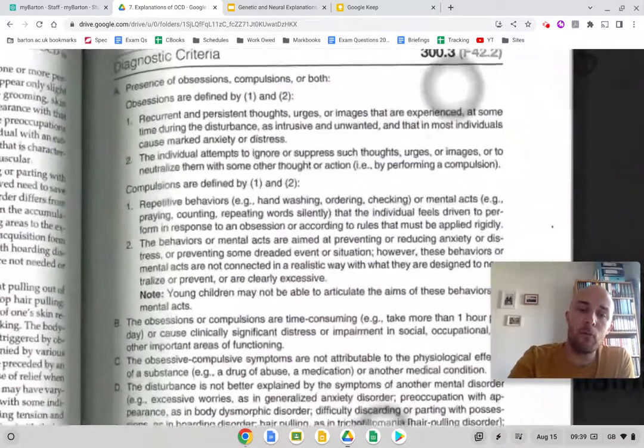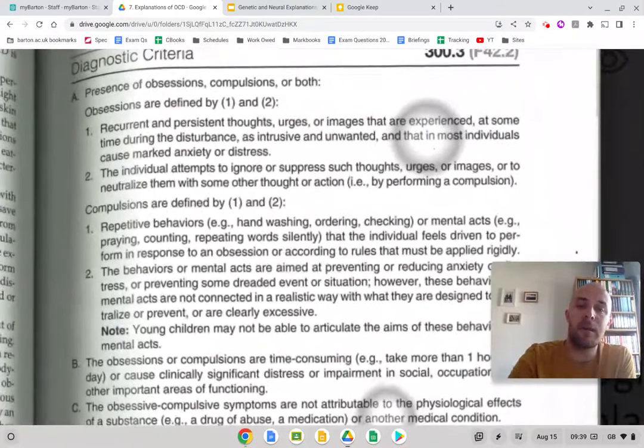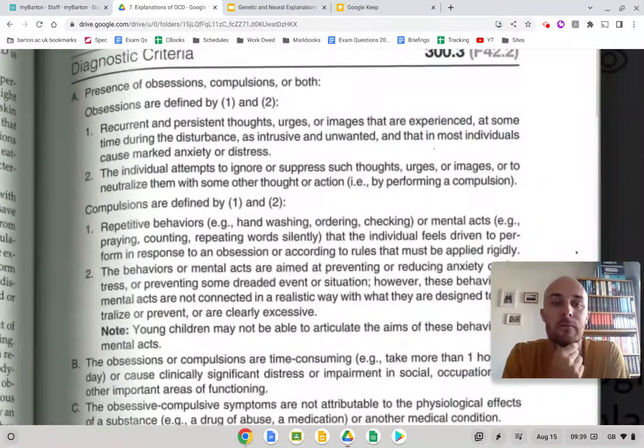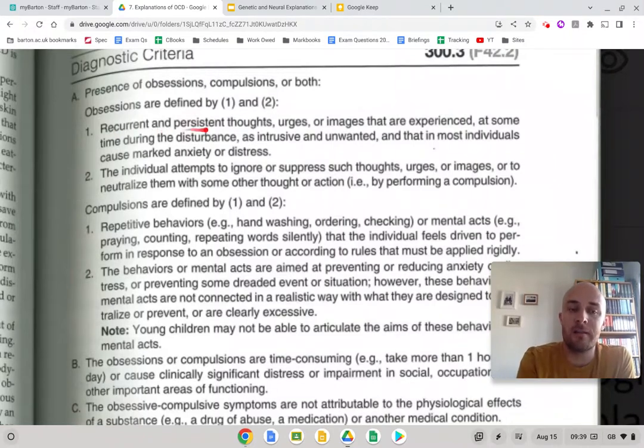So I'm not going to go through all of these, but I do just want to point out the main symptoms of obsessive compulsive disorder, and unsurprisingly, they are obsessions and compulsions, and you need to know the difference between them. That's quite important. So obsessions are internal, right? As it says here, they are recurrent and persistent thoughts that you just cannot shake, and they are disturbing to you.